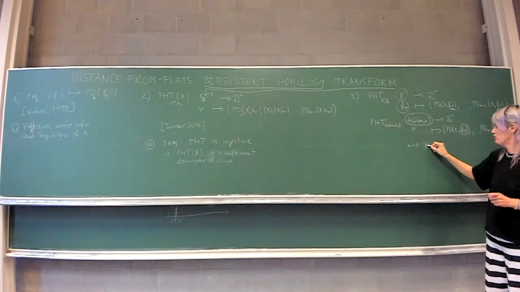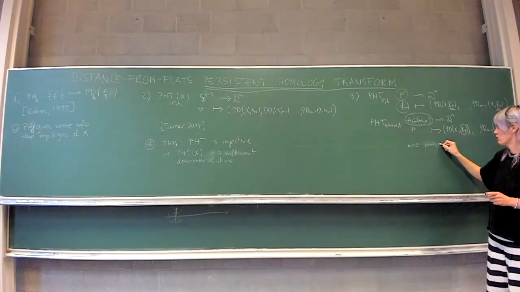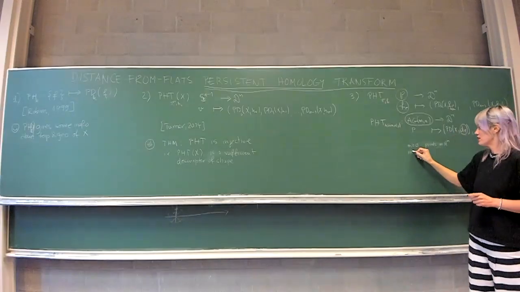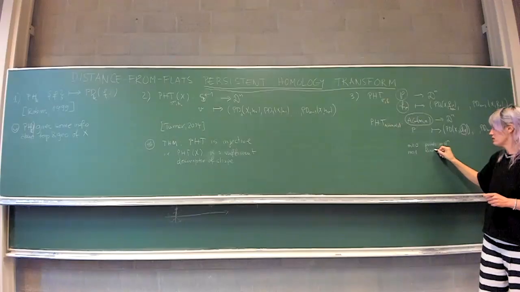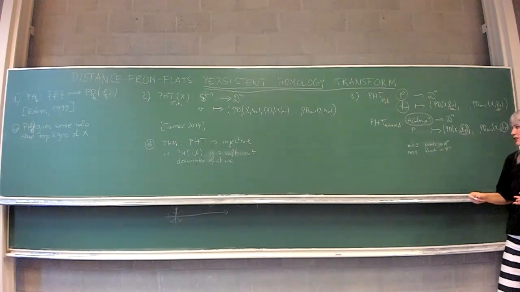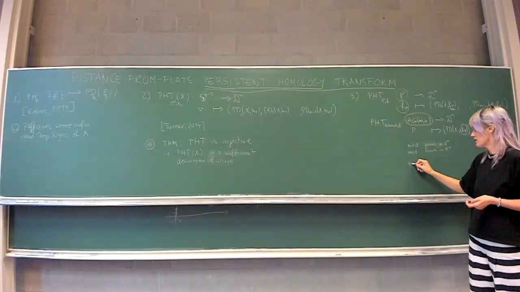Sorry, here it would be points. Points are dimension 0. Points in Rn. If n is 1, these are lines. I mean, this is a geometric interpretation of that, if you look at these spaces.